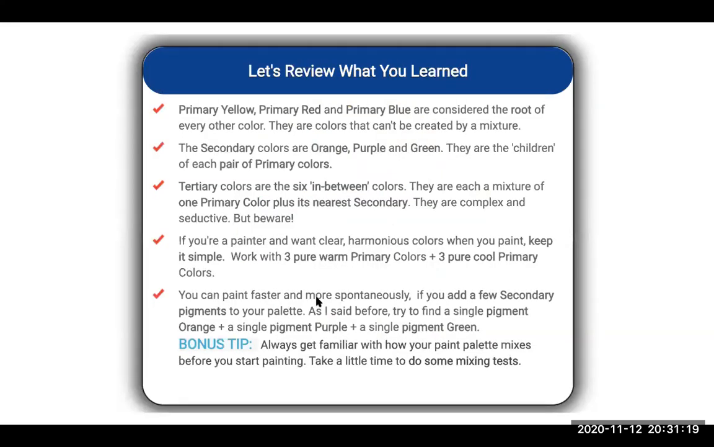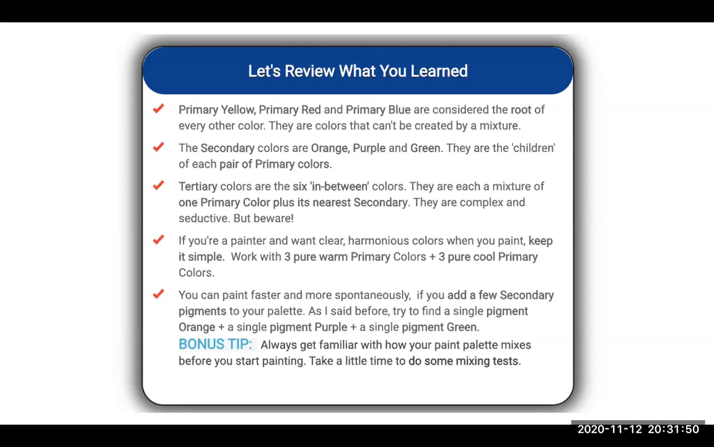Okay, so let's just review really quick. Primary yellow, primary red, and primary blue are considered the root of every color. They are colors that can't be created by a mixture. The secondary colors are orange, purple, and green. They're the children of each pair of the primary colors. Tertiary colors are the 6 in-between colors. They are each a mixture of one primary color plus its nearest secondary. They are complex and seductive, but beware.